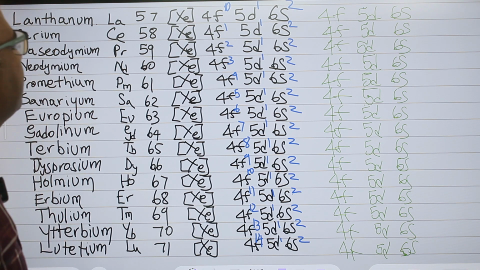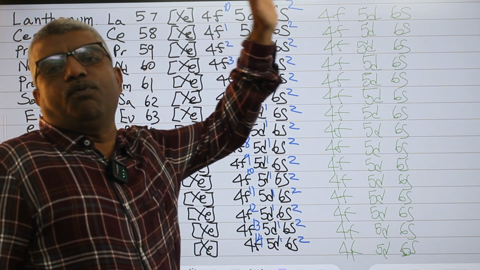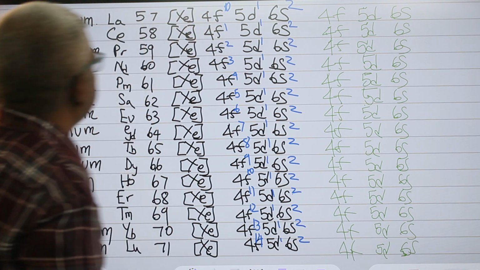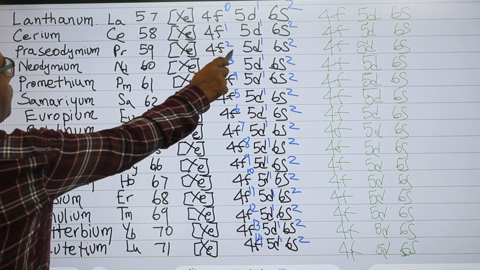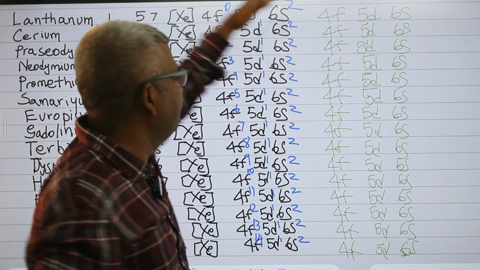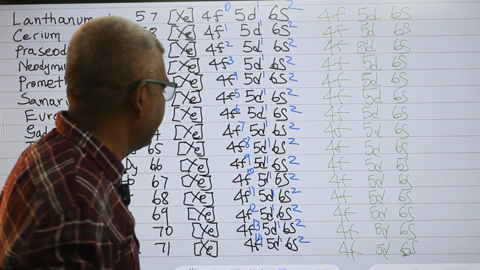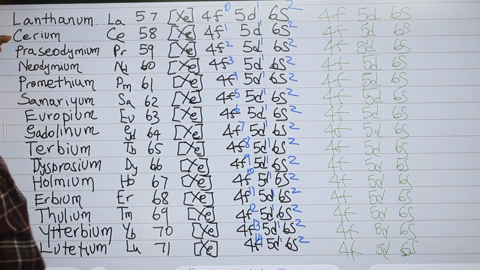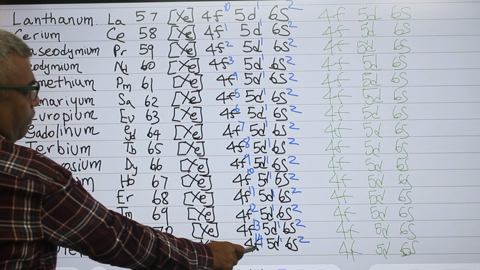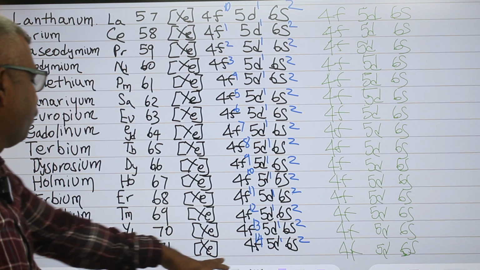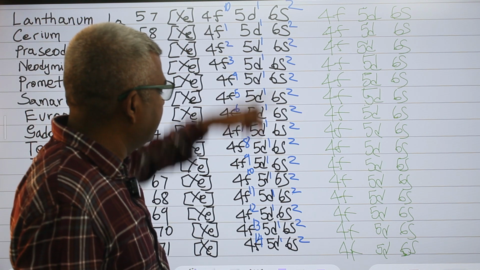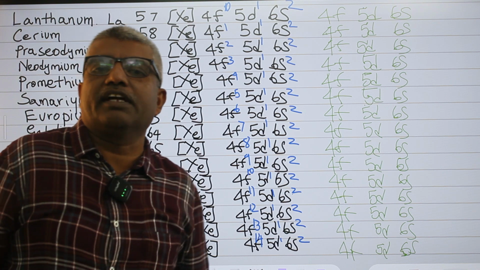Then 4f 1 to 14: from cerium it is 1, praseodymium 2. This is the expected configuration; actually it is different, but we are seeing only the expected electronic configuration. Cerium 4f1, then 2, 3, 4, up to 14 for lutetium. All are 5d1, 6s2.